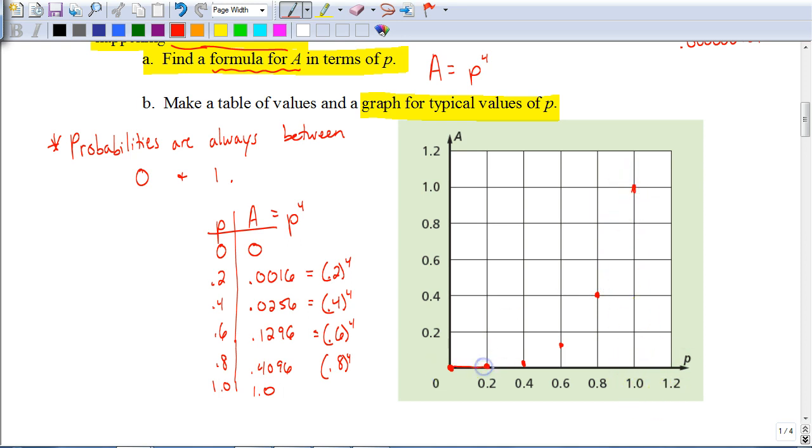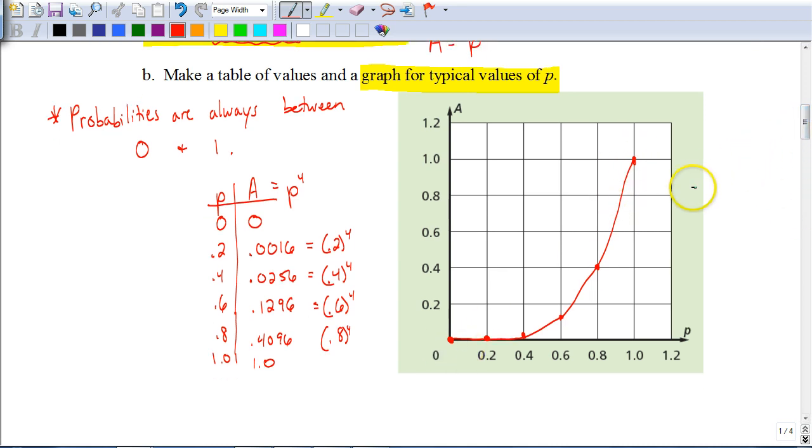So when we connect these, a note about these types of graphs is, like I mentioned earlier, there's not going to be any arrows because there's not going to be a percent larger than 1 or less than 0. So that's what your graph would look like for this particular scenario, meaning this is the probability of the event happening 4 times in a row.